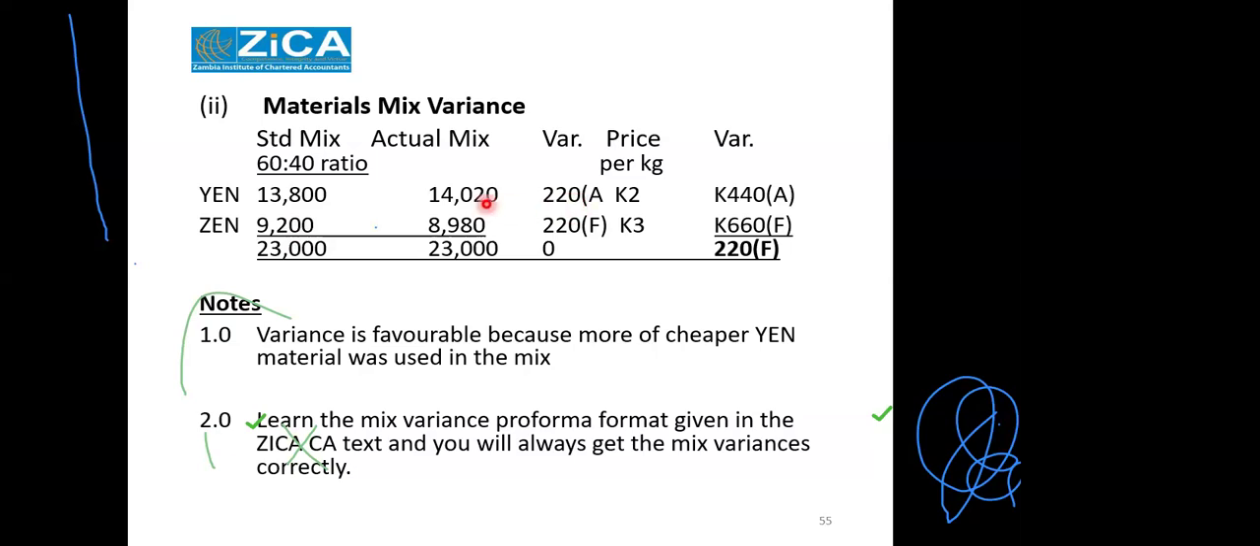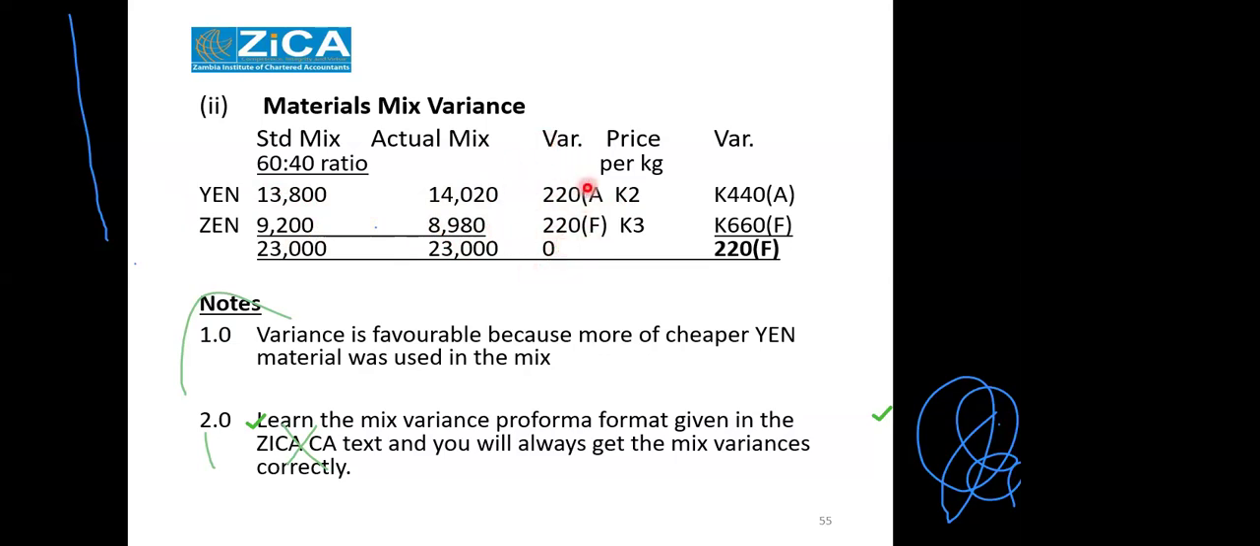Okay, why is it adverse? It's because you actually used more, 14,020 instead of 13,800. So it's adverse. For Zen, you should have used 9,200 in the mix. You only used 8,980. So you have a favorable. And the variance for mixed variances always sums up to 0. If you find a figure other than 0, then it means that you have made a mistake and you should go and check yourself. It's always 0.